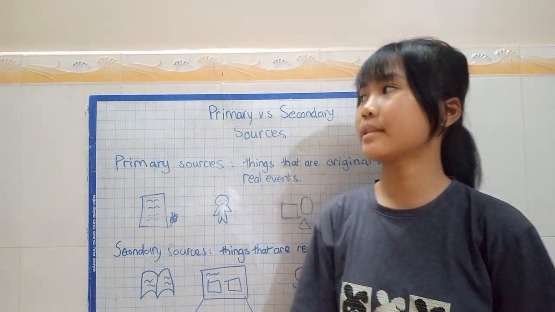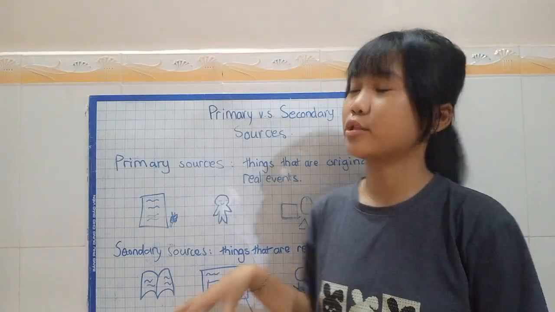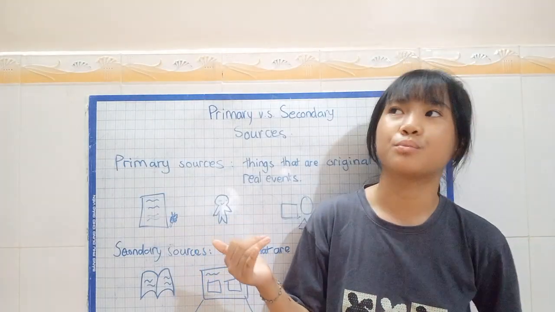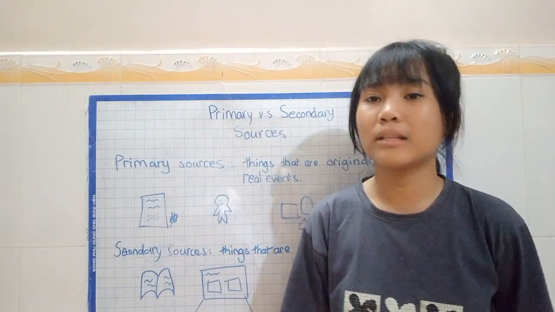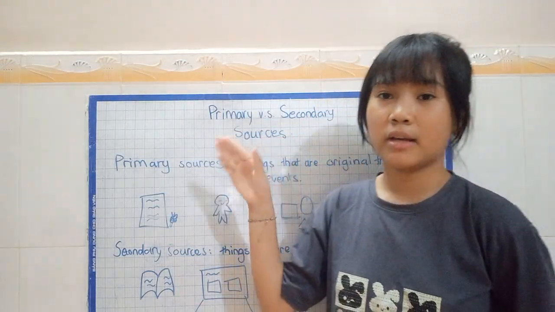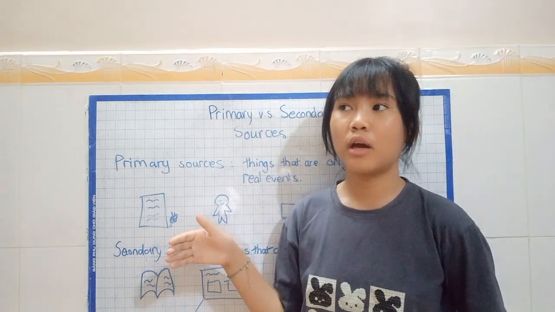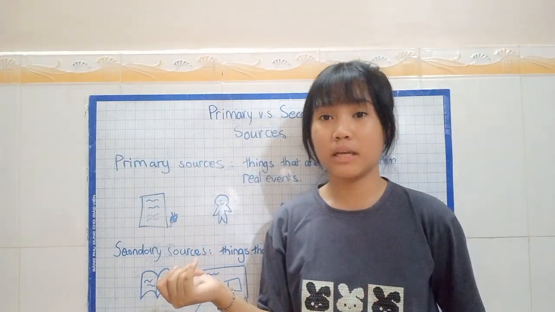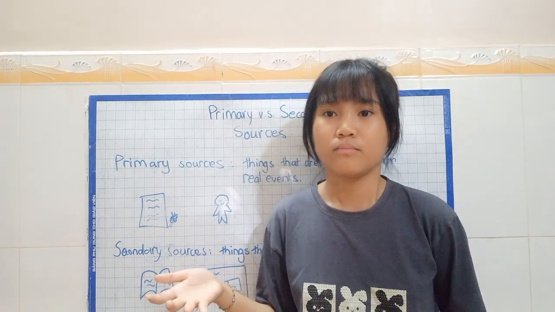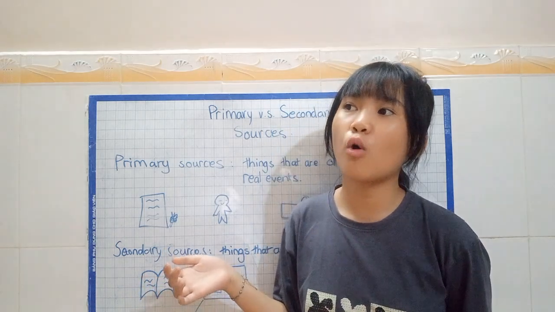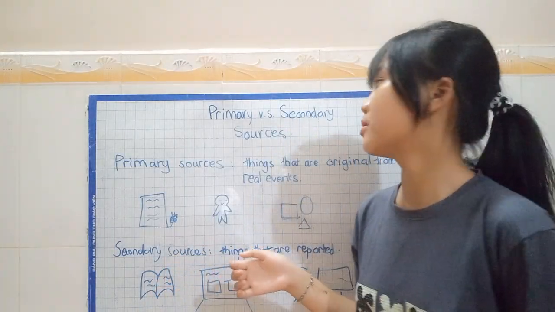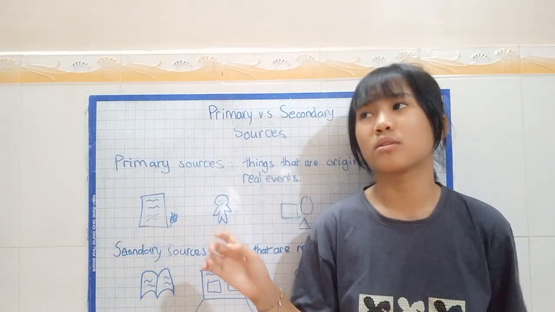For today's video, we're going to be talking about primary versus secondary sources. So when you're learning history or biology, I believe you would for sure know what sources are, right? Sources is basically a form of information. It could be textbooks, it could be museums, it could be real objects, it could be lots of other things. And for sources, we could define them into two groups, which are primary versus secondary sources. So what are they, and what's the difference between them?